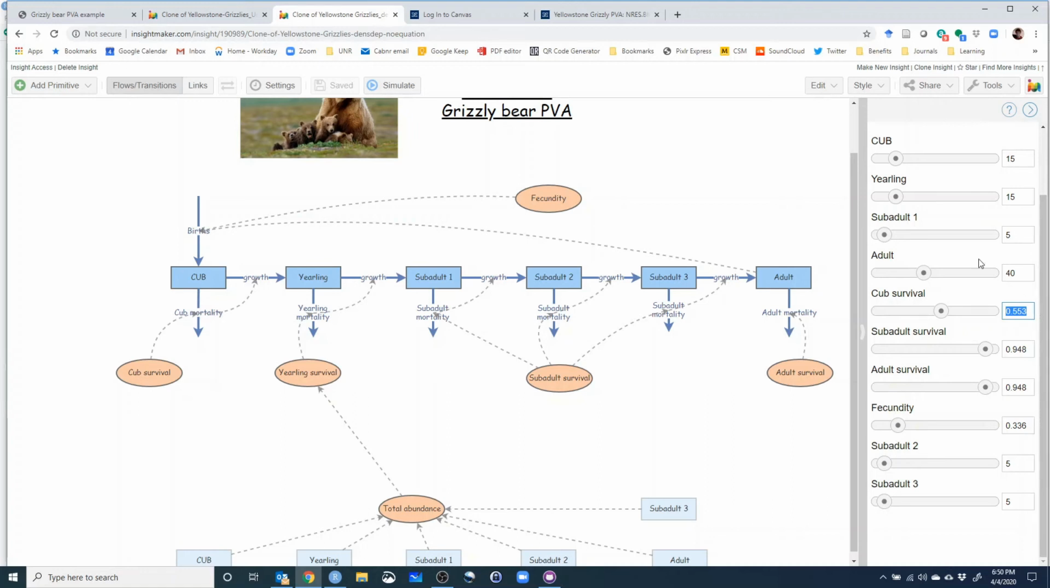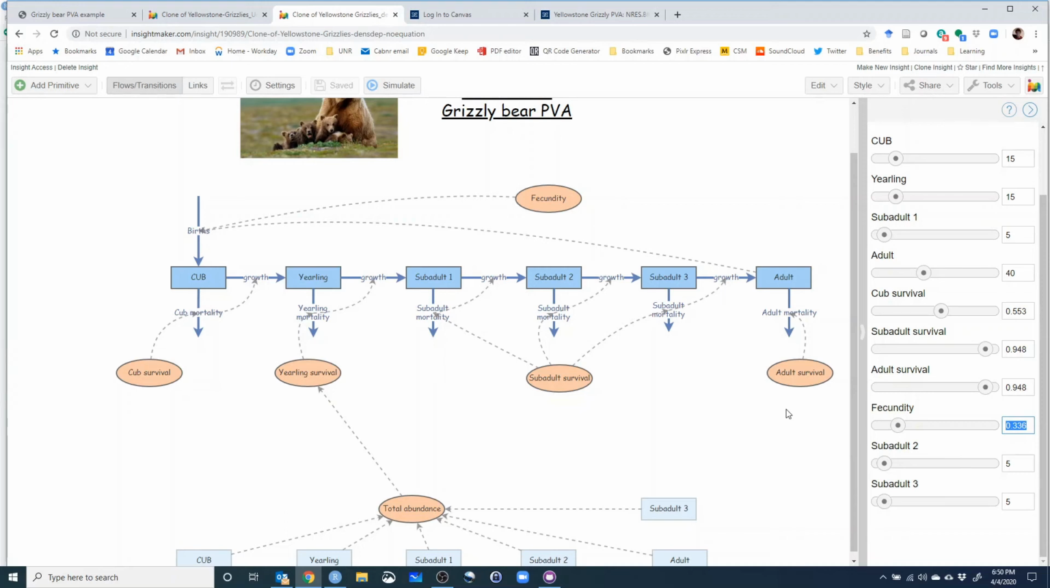So cub survival now is 55.3%. Yearling survival I'll skip over for a second because we're going to make that a density-dependent process. Subadult survival should be 94.8%, adult survival 94.8%, and fecundity 0.336. All right, so those are the values we'll use.